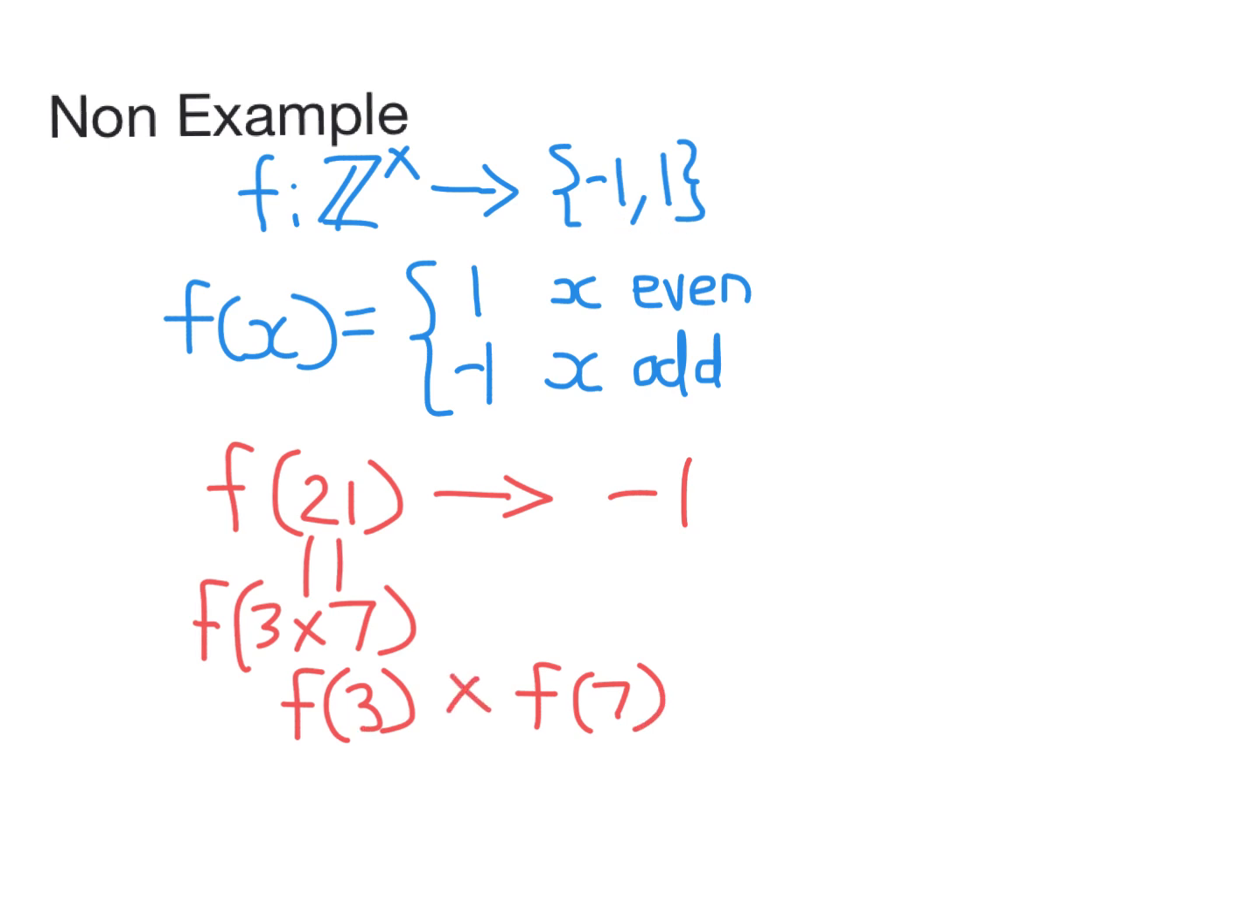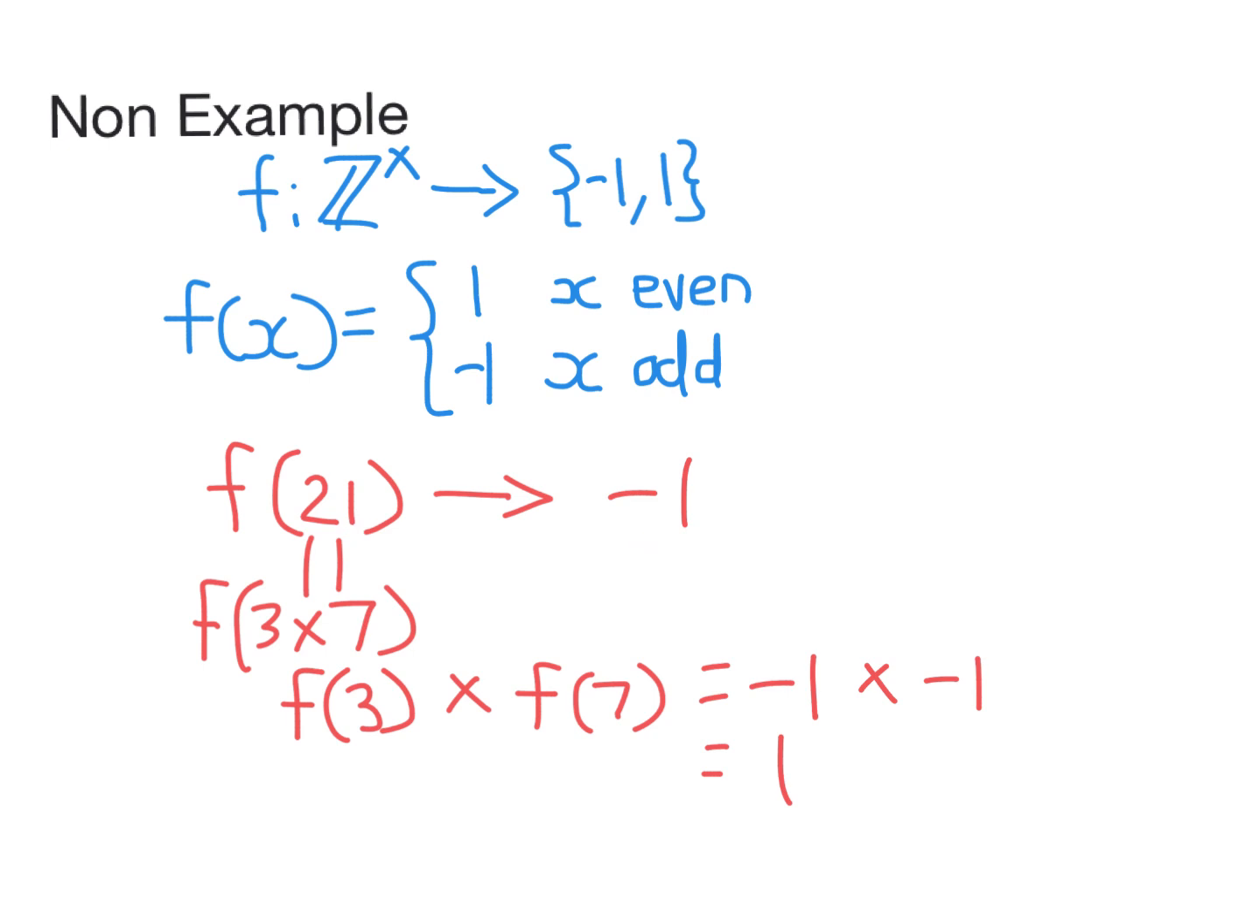Well, 3 would be mapped to -1. 7 would be mapped to -1 because they're both odd. But -1 times -1 is 1. This fails the definition of a homomorphism. You can see clearly under this map, it matters whether we map the elements individually, then combine, or we combine first and then map.